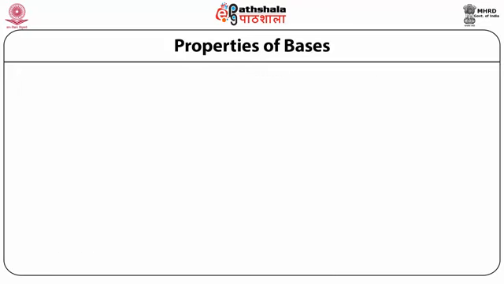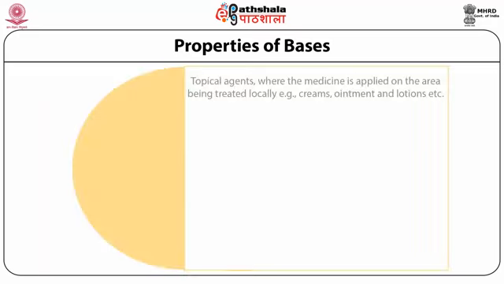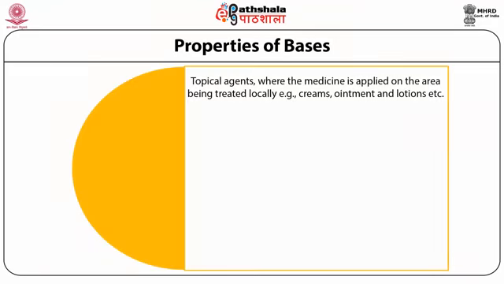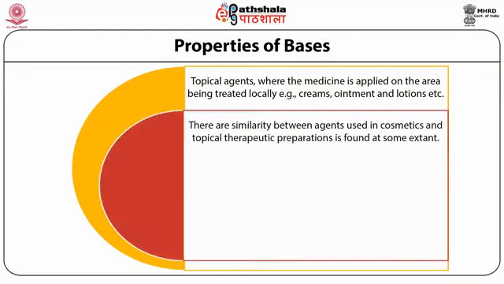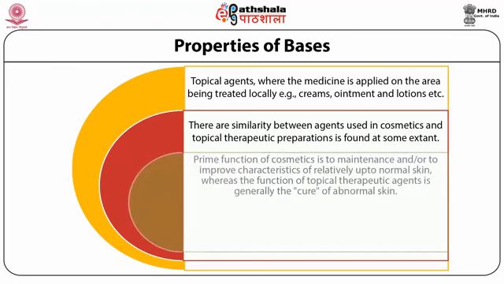Topical agents are medicines which are generally applied locally on the area being treated, like in creams, ointments, and lotions. There is some similarity between agents used in cosmetic and topical therapeutic preparations. The prime function of cosmetics is to maintain and or improve the characteristics of relatively normal skin, whereas the function of topical therapeutic agents is generally the cure of abnormal skin.